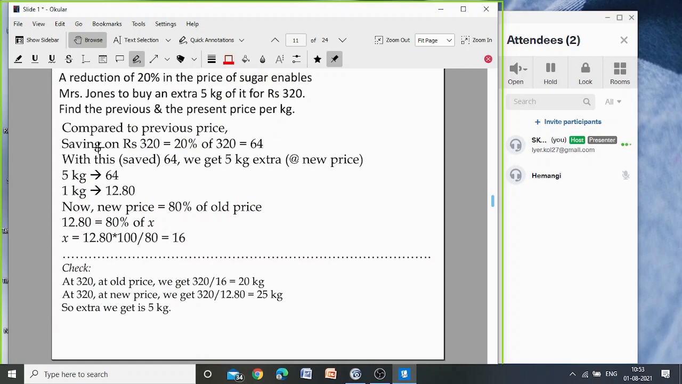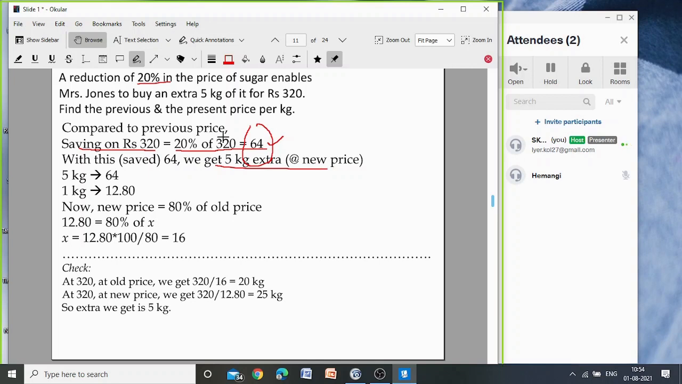So, compared to the previous price, what are you saving on your bill? 20% of 320. 20% is a reduction. So on 320 you will be saving 20%, that is 64. But the shopkeeper is not giving you the money back. With this 64, he is giving you 5 kg extra sugar. You save 64, 20% you save.